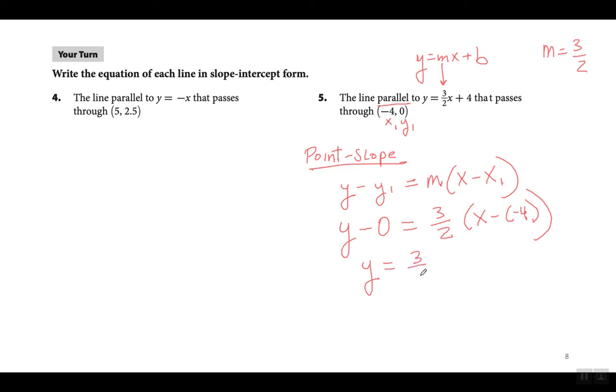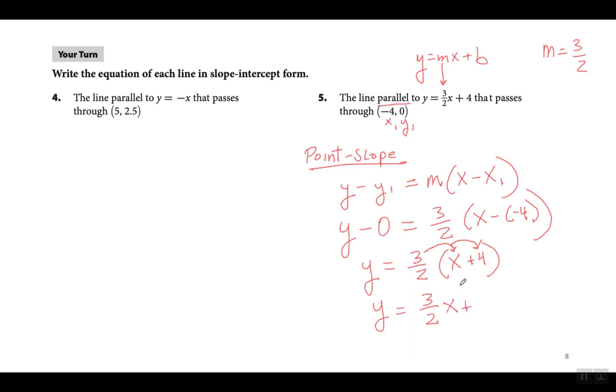3 over 2 parentheses x, those two negatives become a positive. Okay, now it's actually almost in slope-intercept form already. The only thing left to do is the distributive property. Okay, so when I multiply, I'm going to have y equals 3 over 2x.